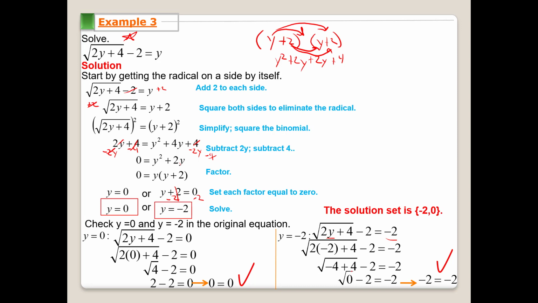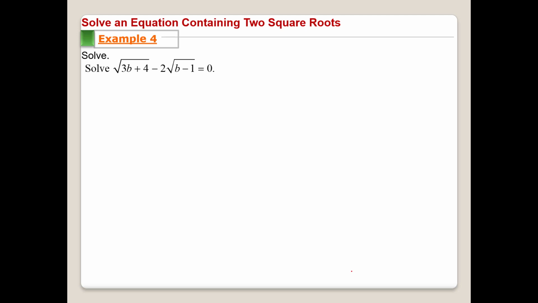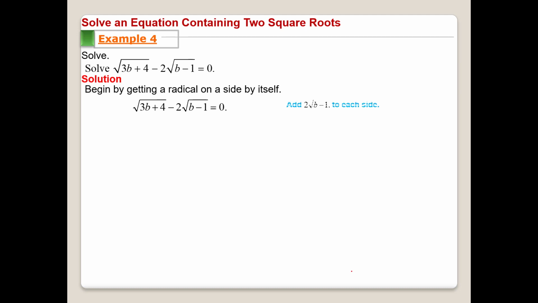All right, so let's do another example here. Now, we got a nasty one here, right? It's got two radicals in here. We got square root of 3b plus 4 minus 2 times the square root of b minus 1, and that equals 0. So to do this one, let's get a radical on one side by itself. Okay? Well, we've got both of these guys, right? So let's go ahead and add this 2 times square root of b minus 1 to each side. Let's have one radical on each side of the equal sign, I should say.